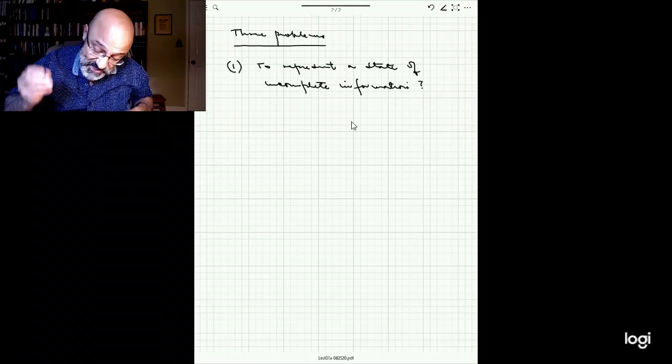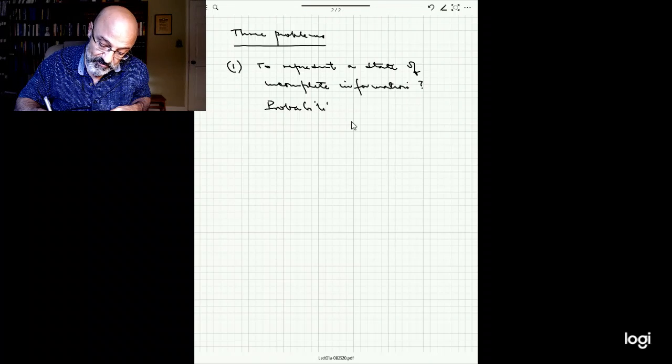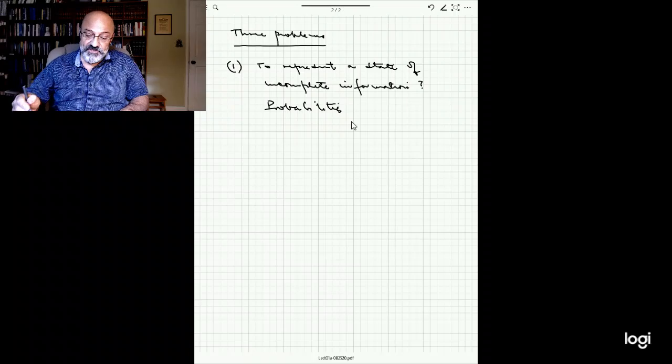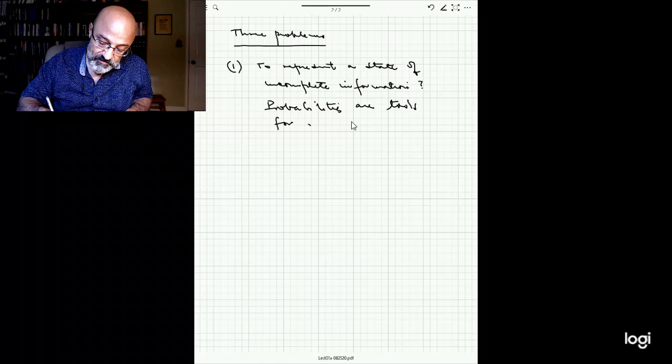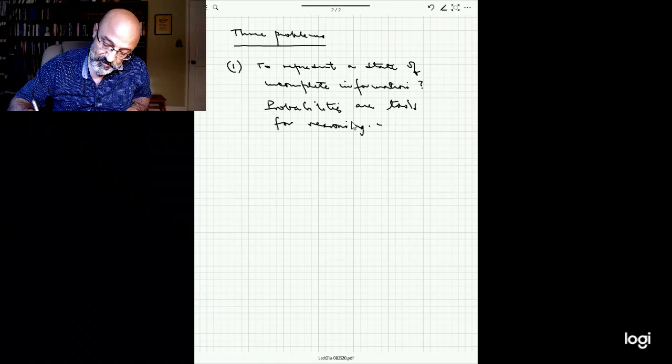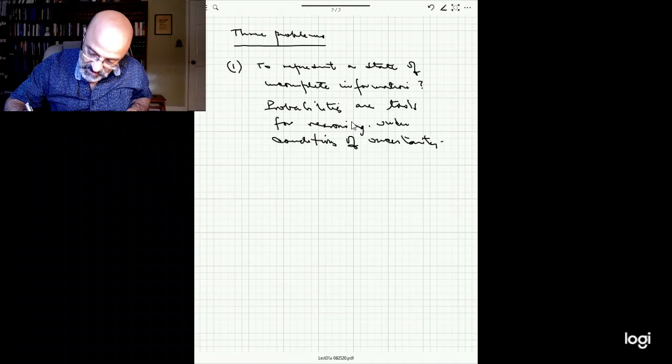The second problem, oh yes, and what is the solution to this problem? Well, this is probability. Probabilities are introduced as a tool for reasoning under conditions of uncertainty. Now, this is a tricky one. You notice I said tools.